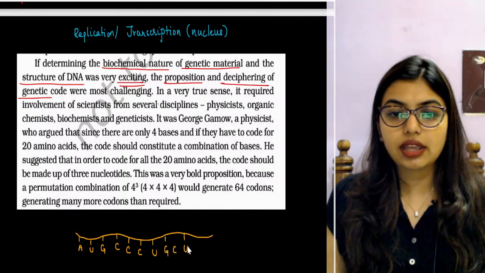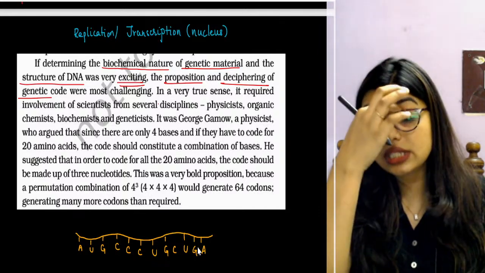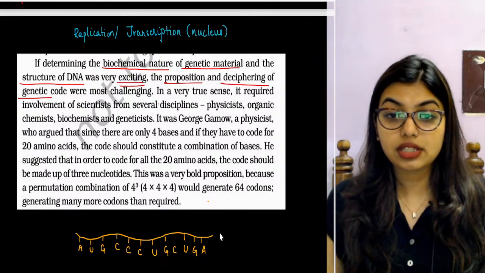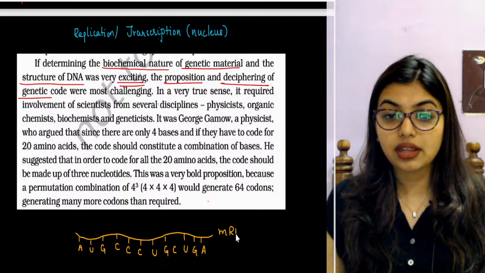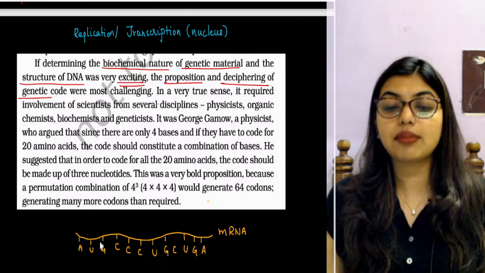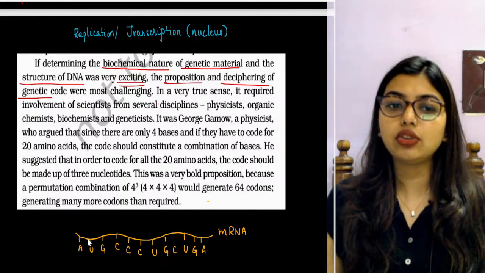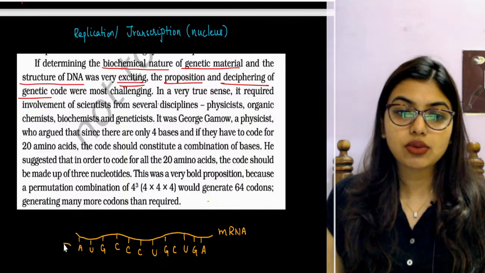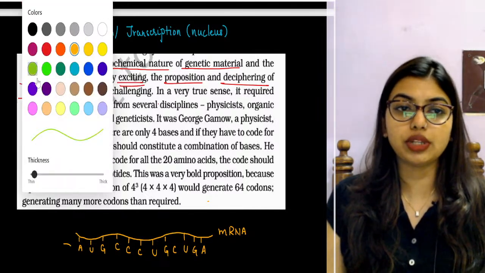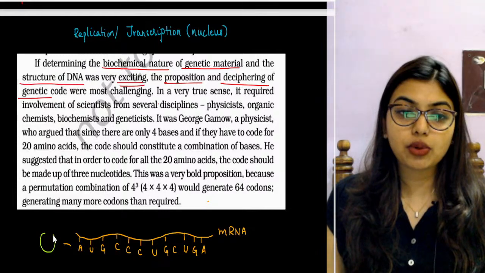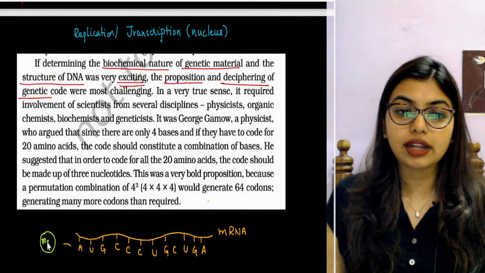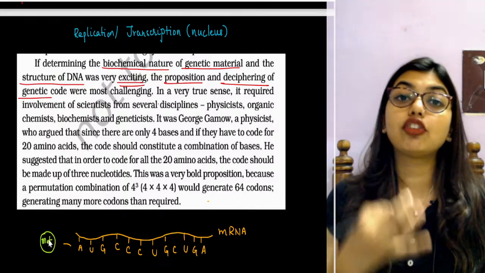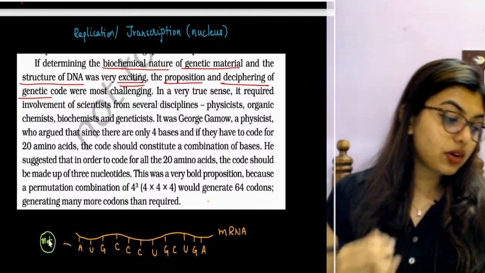So here I have written some codes. Now students, these codes are present on the mRNA. If these codes are present on the mRNA, someone has to read it and tell that AUG is a start codon, or AUG is the one that is going to code for the amino acid methionine. Now, who is going to tell that? For that, we need some set of people. So, we are going to learn that.